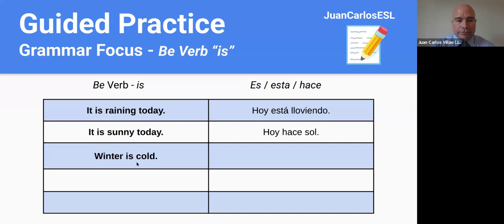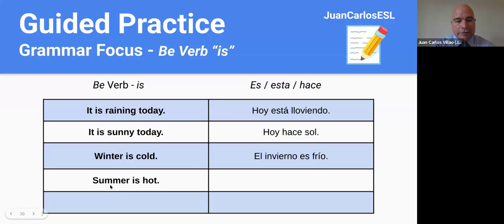Winter is cold. So we're focusing on using the verb in English, the subject, verb, and then predicate. Winter is cold. El invierno es frío. Entonces estamos hablando de sujeto, el verbo de be is, y frío es el segmento que está haciendo el sujeto, o describiendo el sujeto, mejor dicho.